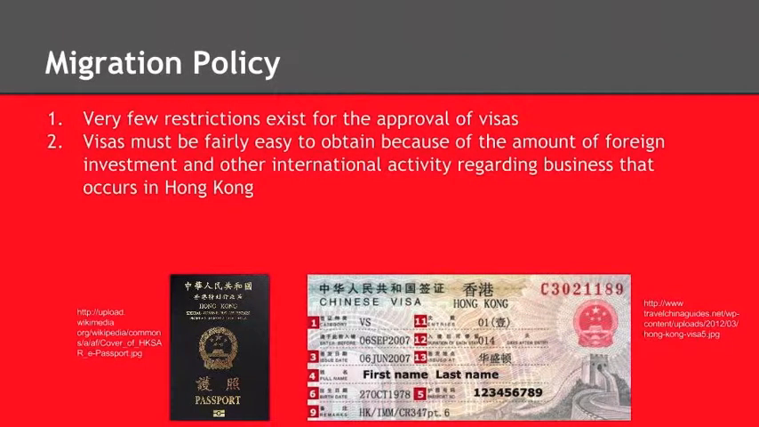Regarding visitation and work visas, very little restrictions exist. Funds must be sure to be sufficient for the extent of the trip if one is just visiting. For work visas, the position must have already been accepted and there can be no record of serious crime. Visas must be fairly easy to obtain because of the amount of foreign investment and other international activity regarding business that occurs in Hong Kong.